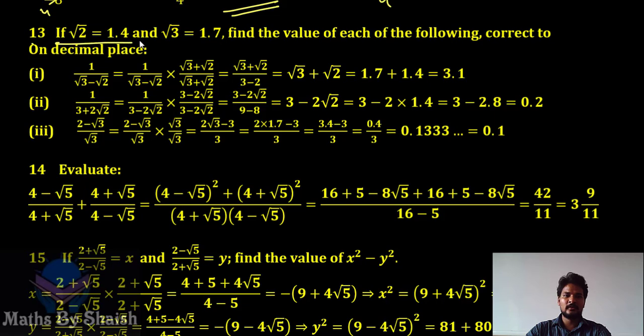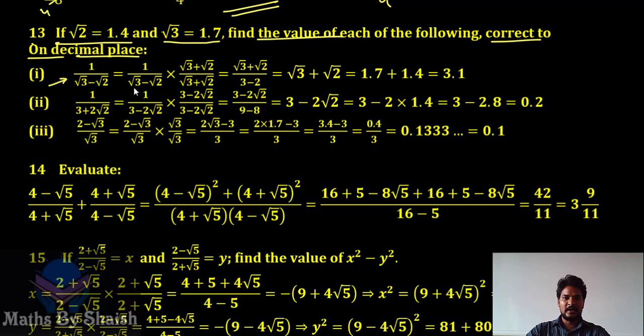If root 2 is 1.4 and root 3 is 1.7, find the value of each of the following correct to 1 decimal place. This is the actual reason why we do the rationalization, because in the normal case, if we need to calculate 1 upon root 3 minus root 2, it would be 1 upon 1.7 minus 1.4. That is going to be a little bit complicated to calculate. So if we rationalize the denominator, that would be easier because it is always easy to multiply than divide.